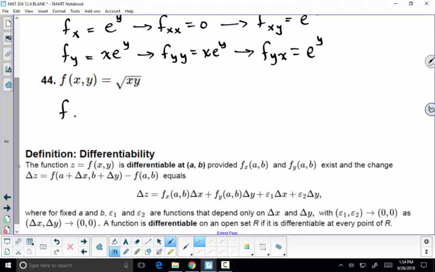Okay, how about this one? F sub x. We treat the base as xy, so it's 1/2 times the base, subtract 1 from the exponent. And then what's the partial of the base with respect to x? That's y. So if we wanted to rewrite this just to clean it up a little, we would have y divided by 2 times the square root of xy.